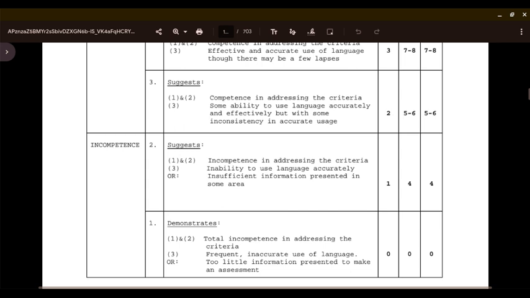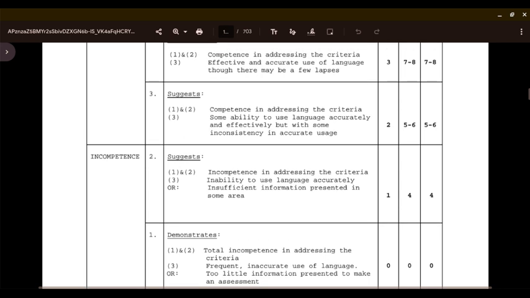You also see there's a disclaimer warning: too little information presented to make an assessment. So if you've written one sentence, definitely I can't assess it. Zero, zero, zero. Christmas ornament, Christmas ornament, Christmas ornament. That's the way it's going to go, right?